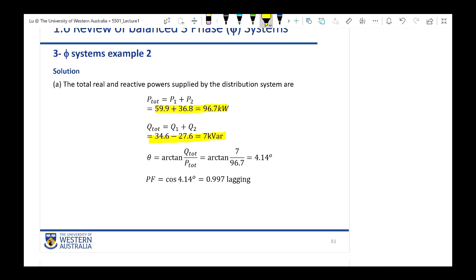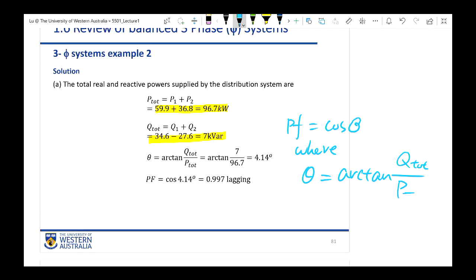Then the power factor for the whole system is equal to cosine theta, where theta equals arc tangent of the total reactive power divided by the total real power. This is actually the same story as the power triangle at the generator side, so I don't want to repeat it again. Theta is given here. Is that okay, everyone? I think this calculation is pretty easy.